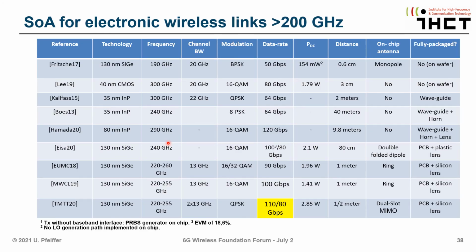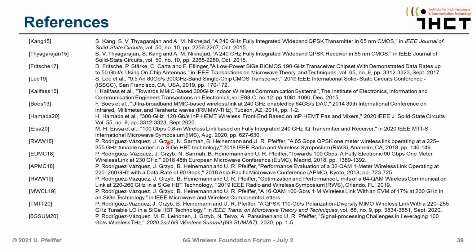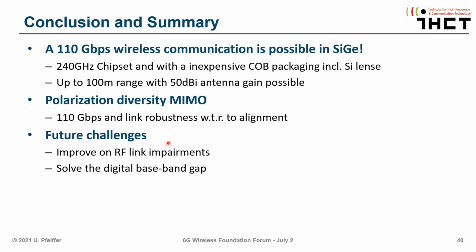Overall, if you compare our results here, one can conclude that this hardware, which was published in the Transactions on MTT in 2020, last year, with this data rate, is well above 100 gigabits per second, and this hardware compares very well with recent publications. Now, for reference, of course, I also included here the relevant literature.